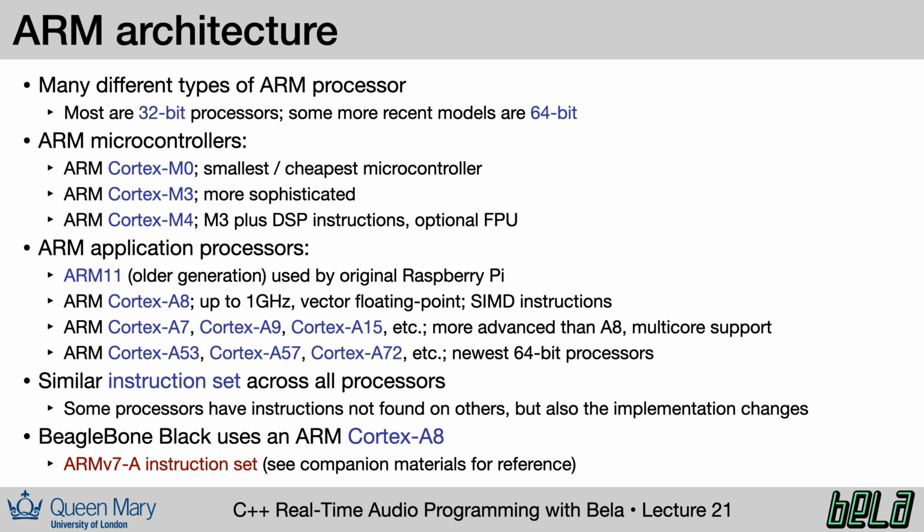Bela, as we discussed, uses the Cortex-A8 processor. This is based on an instruction set called ARMv7A. So if you were to look up the details of how to write assembly language instructions for Bela, this is the instruction set that you need to be looking at. I've included a link to it in the companion materials.